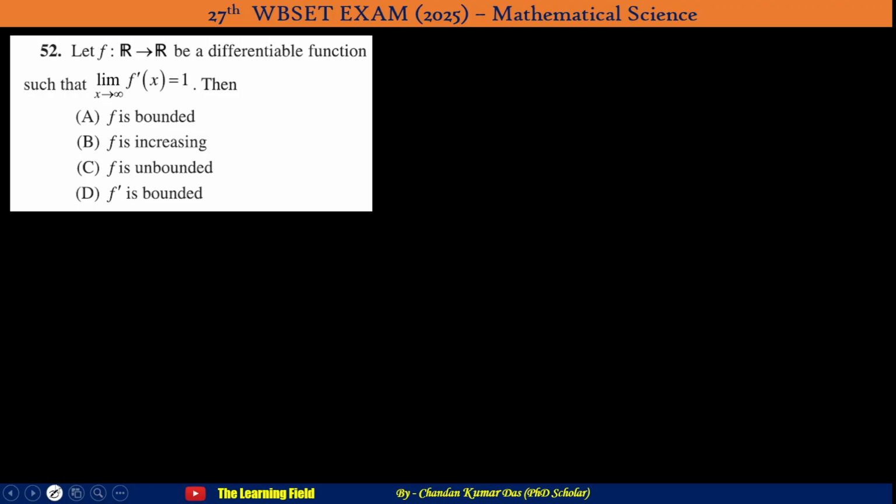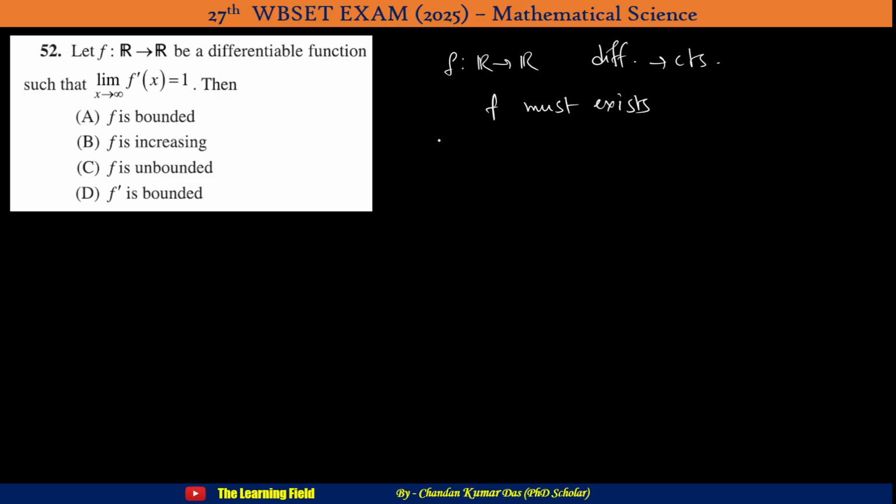Next is this one. The question says that if f from R to R is a differentiable function, fine. That means the function is obviously continuous. That means this obviously exists. There is no question of existence of f. F must exist.